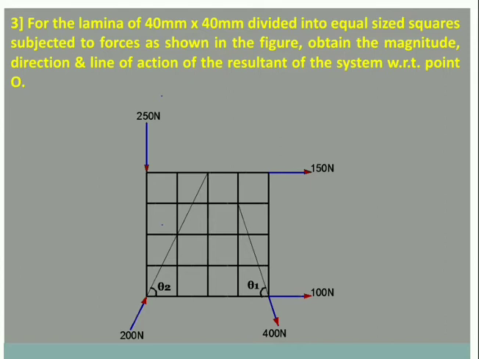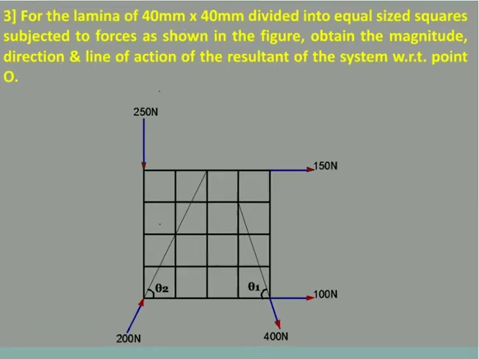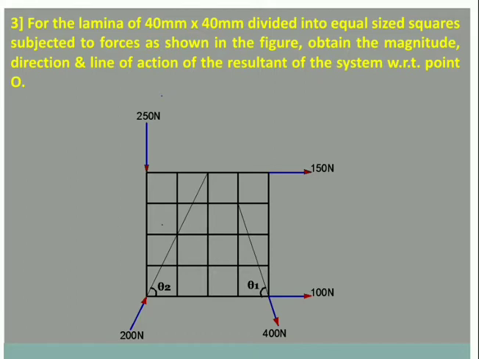Okay. So, here we have a lamina. For the lamina of 40 mm by 40 mm divided into equal sized squares subjected to forces as shown in the figure, obtain the magnitude, direction and line of action of the resultant of the system with respect to point O. Okay. So, here is your point O, which is the origin.